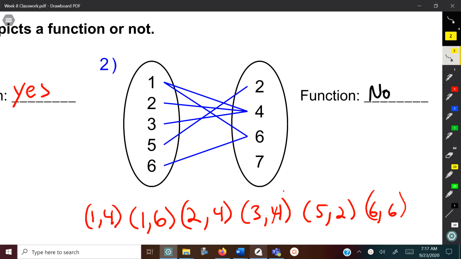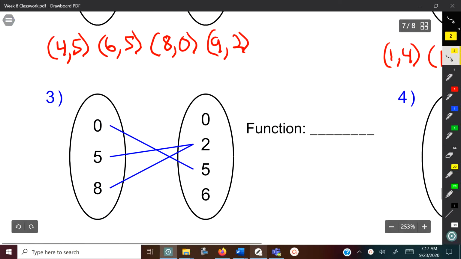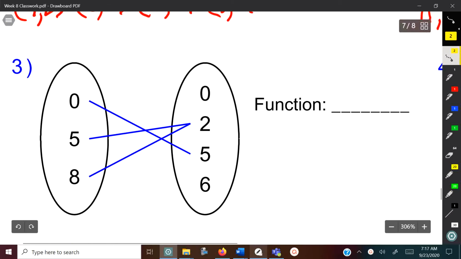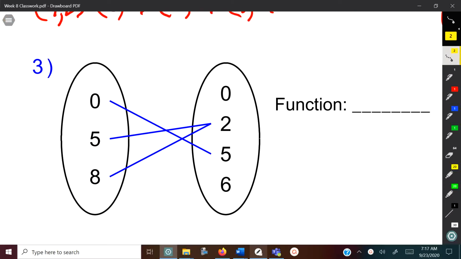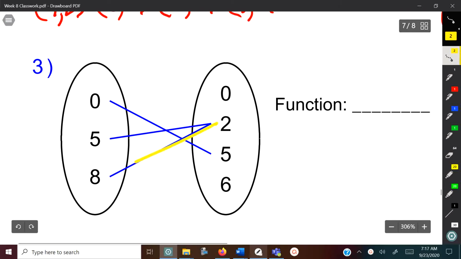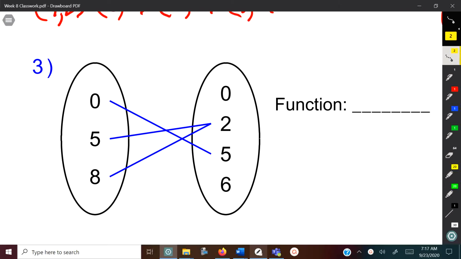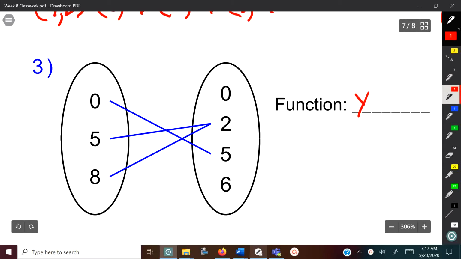Now we can determine whether it is a function or not with just mapping. So let's take a look at a few examples. Take a look at number 3 and determine whether it is a function. In number 3, each one has its own individual arrow, so yes, it is a function.